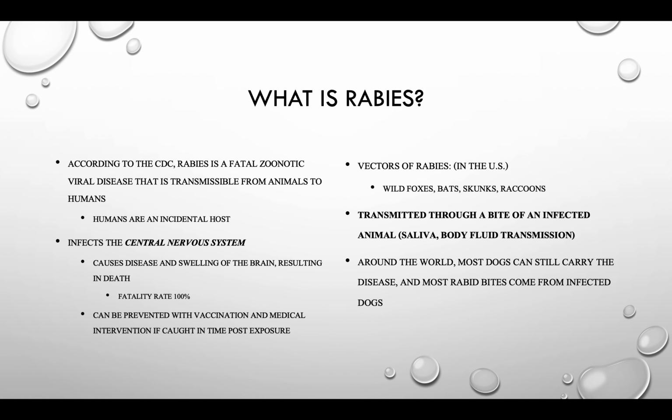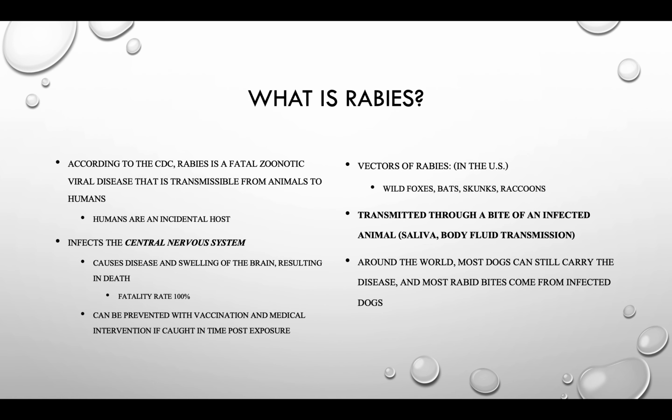So what exactly is rabies? We hear a lot about it. It's why we stay away from wild animals that look possessed and foam at the mouth. So here is what it actually is. It is described as a fatal zoonotic viral disease that is transmissible from animals to humans.